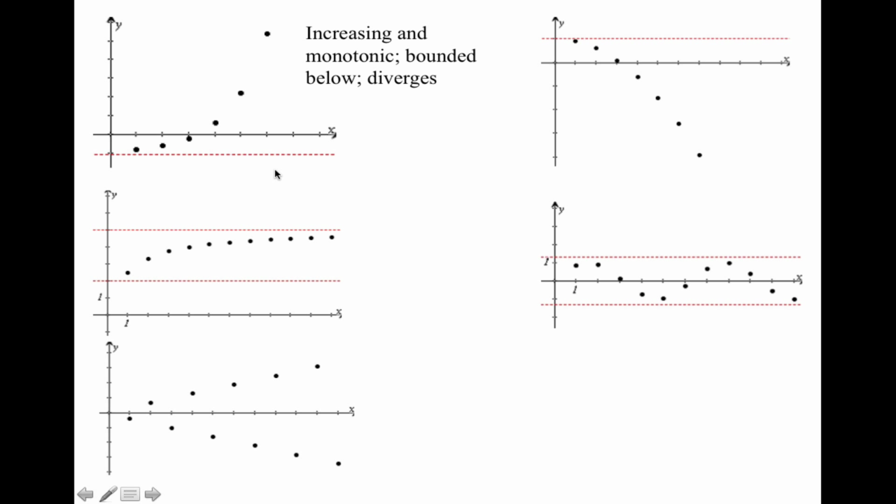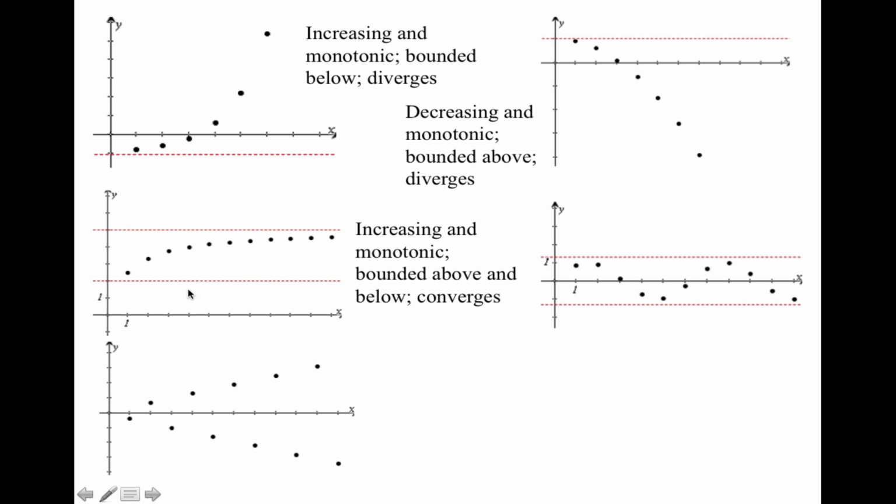As you can see, the sequence is bigger than this value, little m, and the sequence diverges. So as n gets infinitely big, you'll see that the sequence values keep increasing, so that's why it diverges. For this next graph, it's decreasing and monotonic and bounded above, and it diverges. This next one is increasing and monotonic, bounded above and below, and it converges.